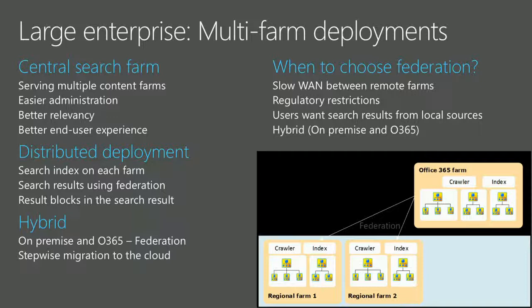I keep saying, if you merge them all into a central index, you get better relevancy, a better end user experience. But maybe not. If I'm in a different country, I just want to search my stuff. I don't necessarily care about what the rest of the world is doing. And then obviously, when you're federating between hybrid O365 or between O365 and on-prem.